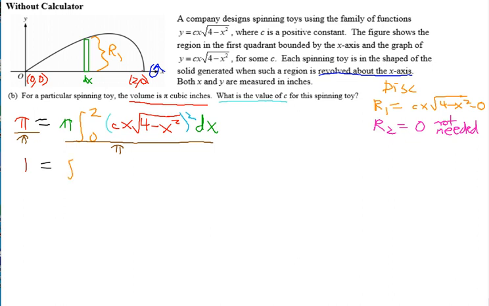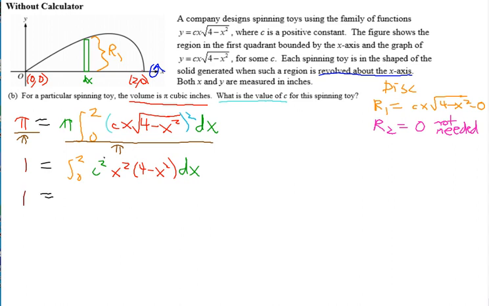from 0 to 2. And we'd have to square each of these. So c squared x squared. And when you square this one, it gets rid of the square root, so it just becomes 4 minus x squared. And again, we know this equals 1.